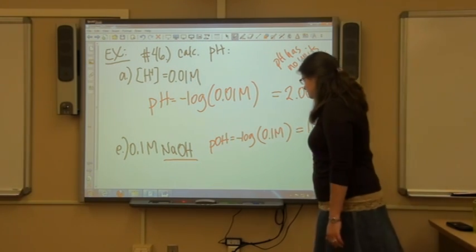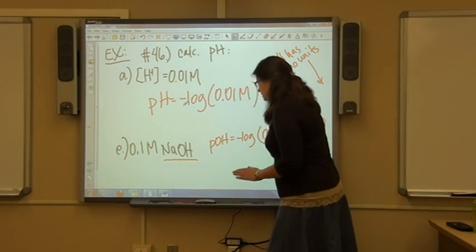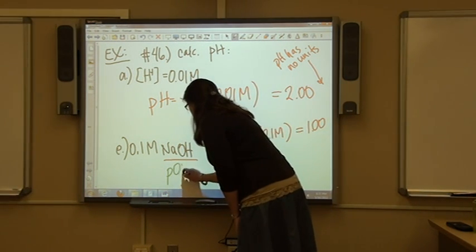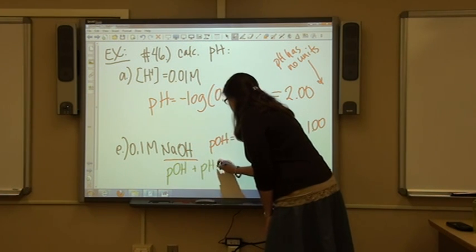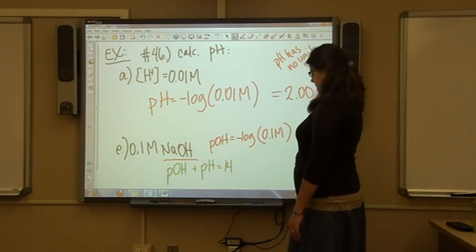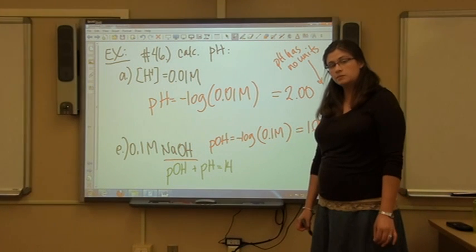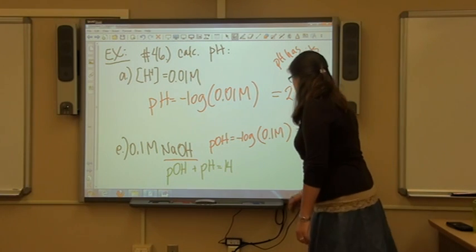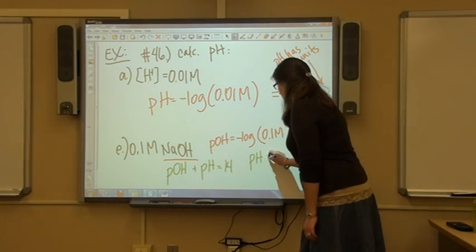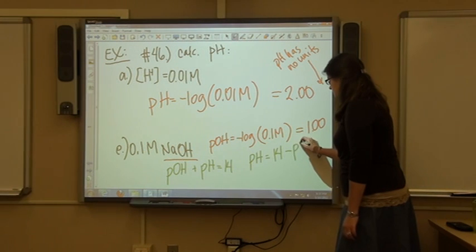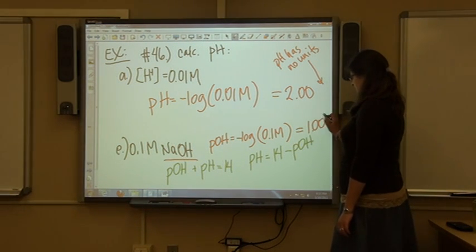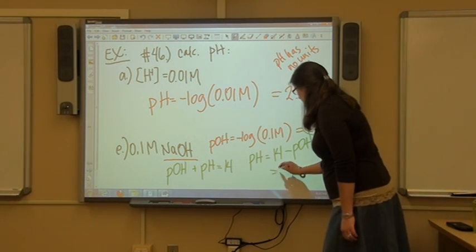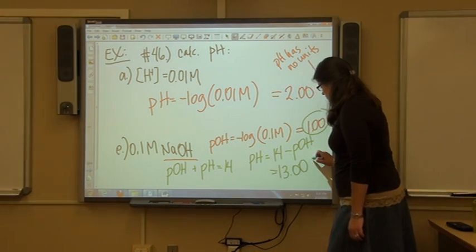So we have to use a formula that's on your acid-base solution sheet. It looks like this. pOH plus pH equals 14. Okay, we have to use a little bit of algebra here. We need to solve for pH. So therefore, pH is equal to 14 minus the pOH. We calculated 1.00 as our pOH, so then pH is equal to 13.00.